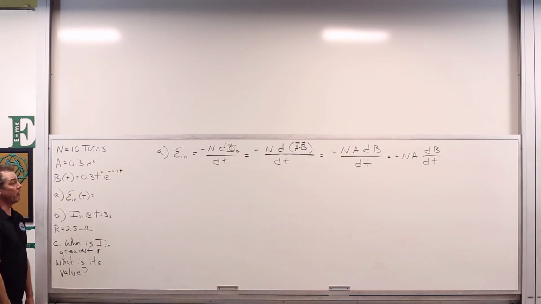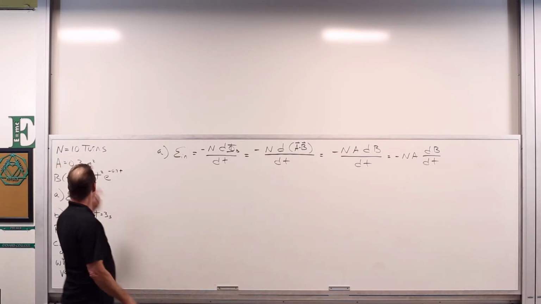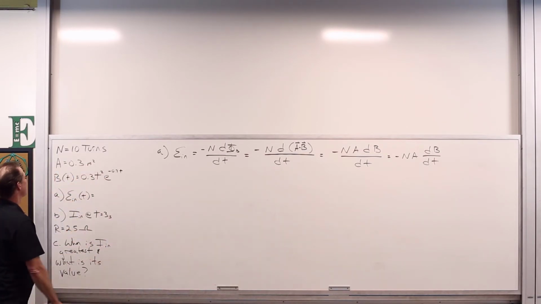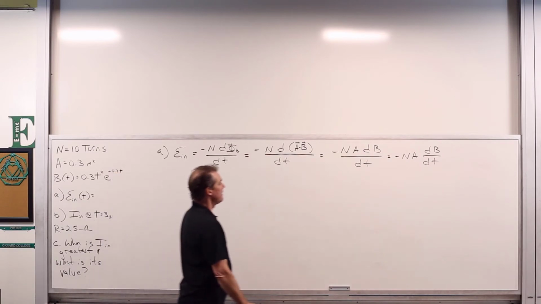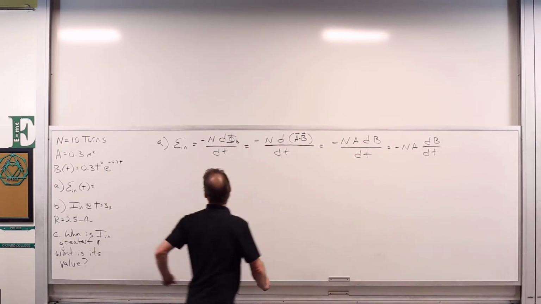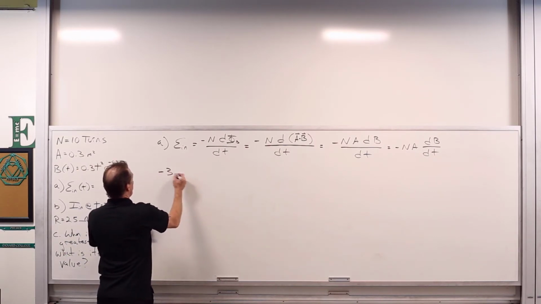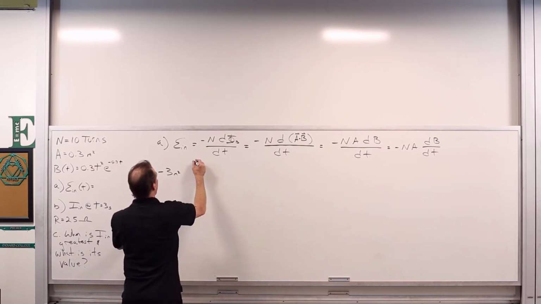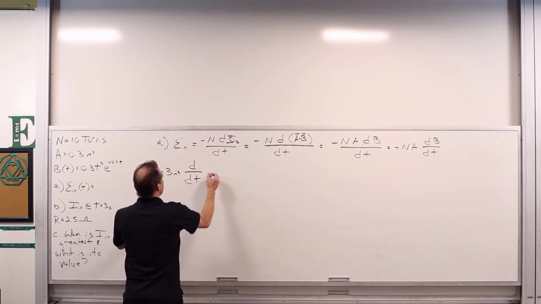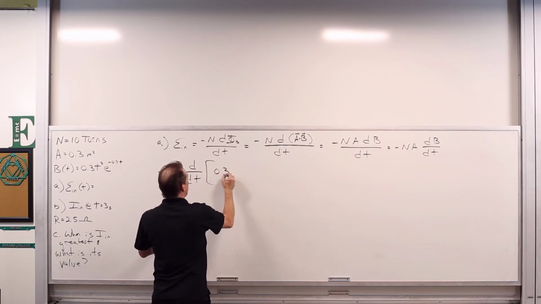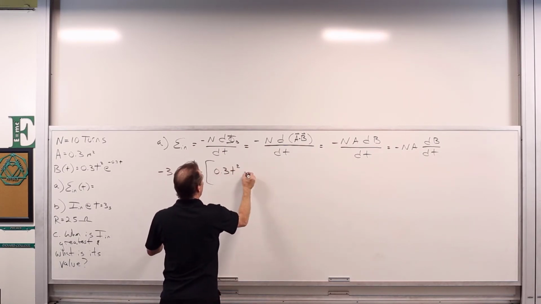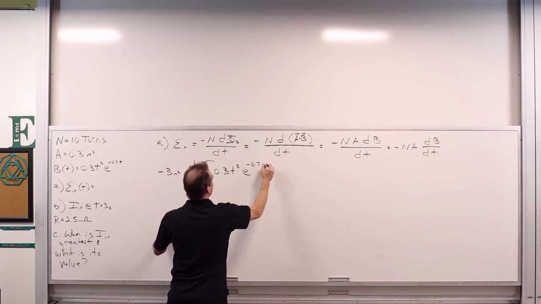So let us start going through this, right? All right, so N is equal to 10, A is equal to 0.3, so that just gives us a nice 3 out front there. And then we've got dB by dt. So we've got negative 3 meters squared multiplied by d by dt of 0.3 t squared e to the negative 0.7 t.